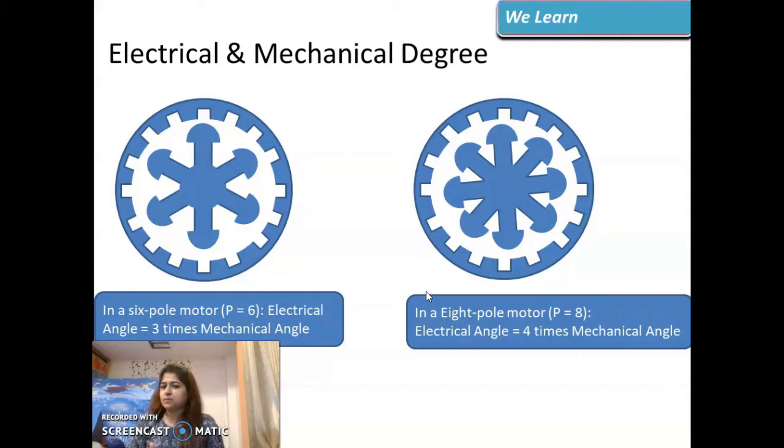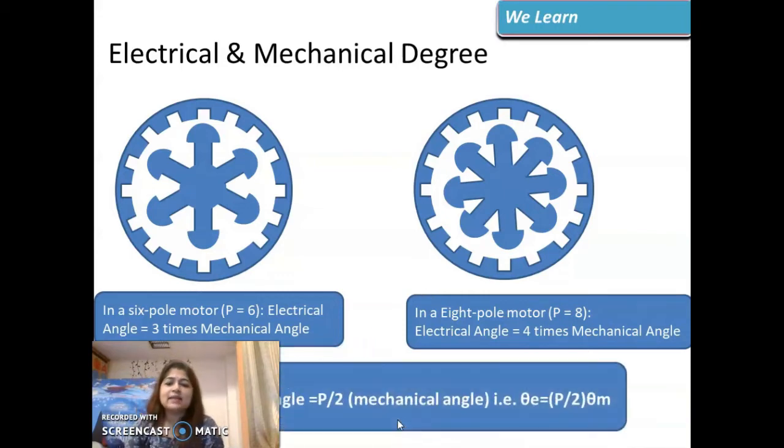Let's try to conclude something. For a two pole machine, electrical angle was the same as mechanical angle. For four pole machine, electrical angle was twice. For six pole machine, it is thrice the mechanical angle, and for 8 pole machine it is 4 times the mechanical angle. So can we conclude that it depends upon the number of poles? Yes. One pair of poles, the angles are the same. Two pairs of poles, the angle is double. Three pairs of poles, the angle is triple. So similarly, we can conclude that electrical angle is always P by 2 times the mechanical angle.